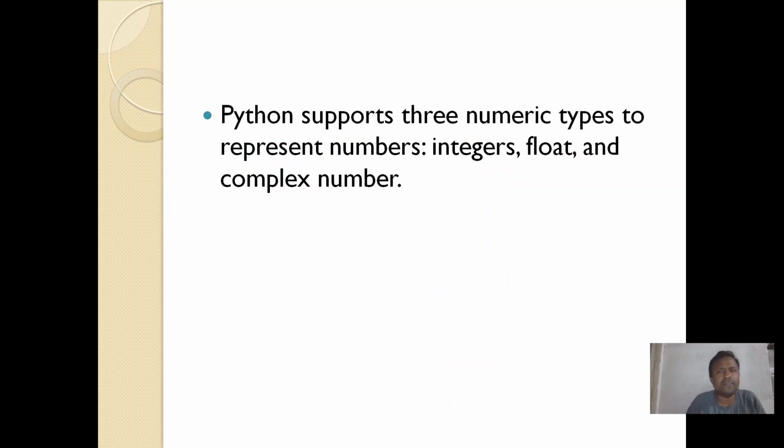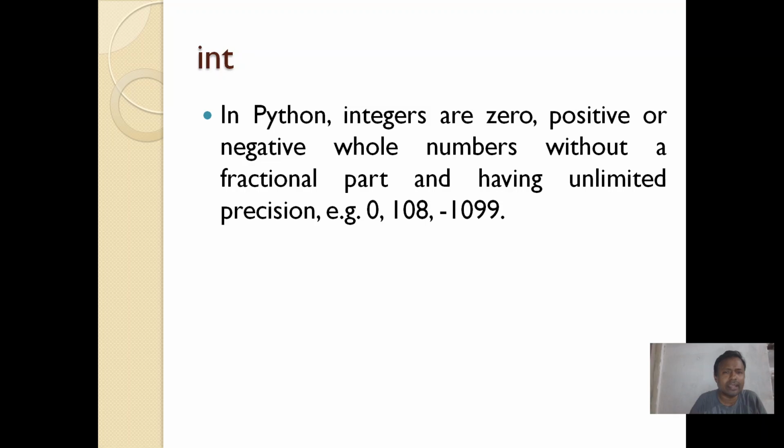We all know the definition for the integer. Generally, integers are either 0, positive or negative whole numbers. When you represent integers, we will not take fractions into consideration. Here I have quoted a couple of examples: 0, 108 and 1099. These are the examples for the integers.